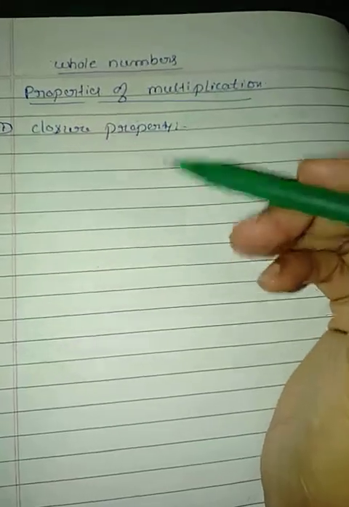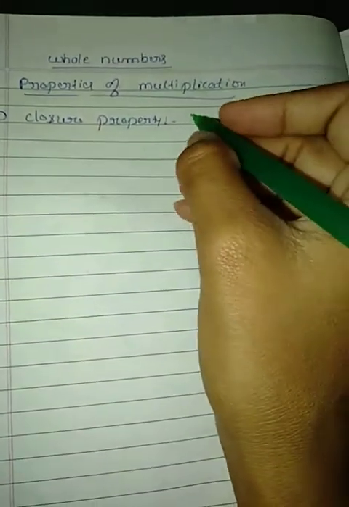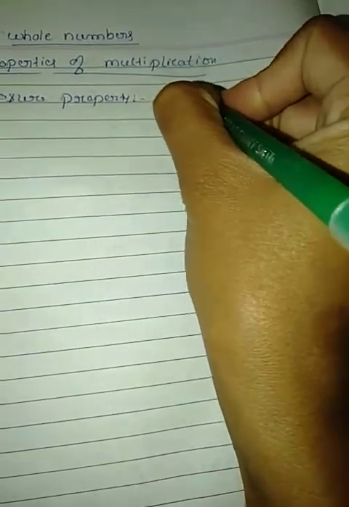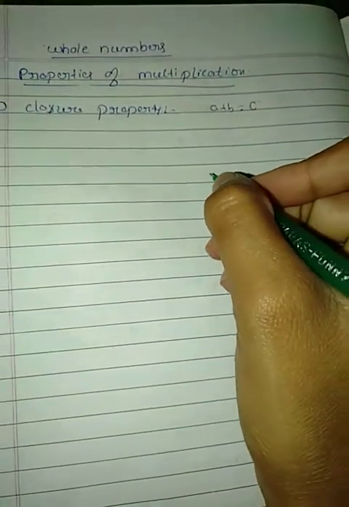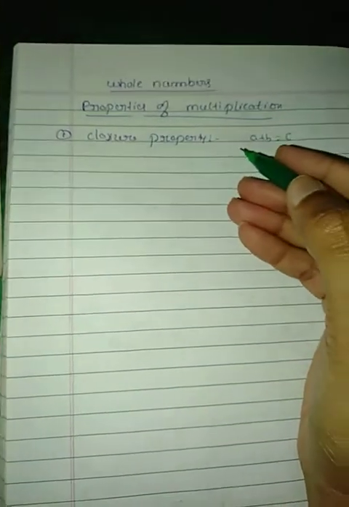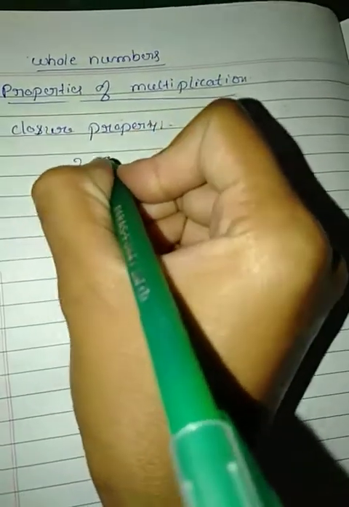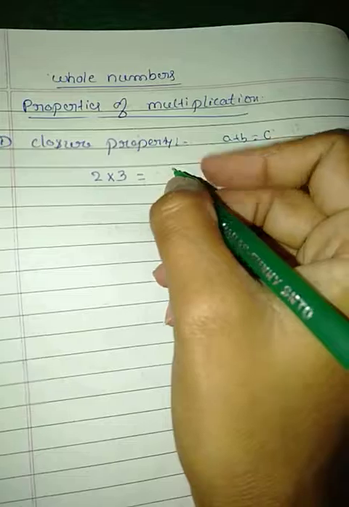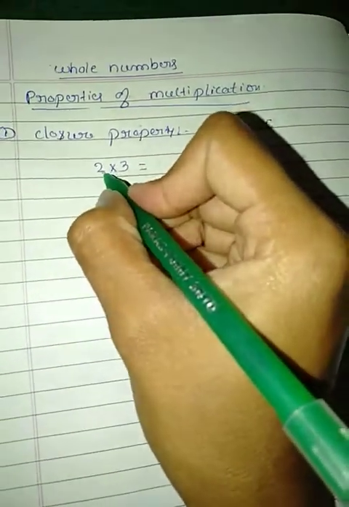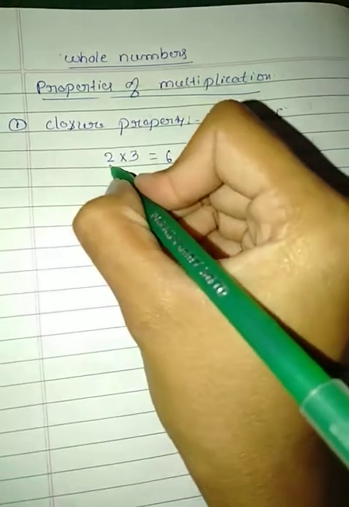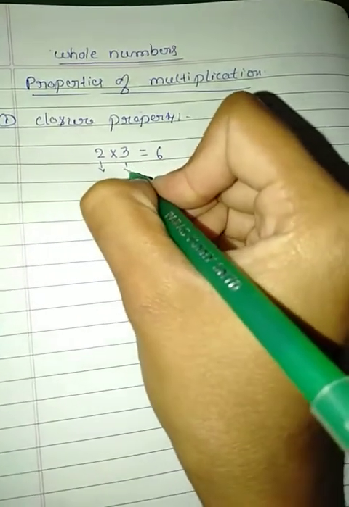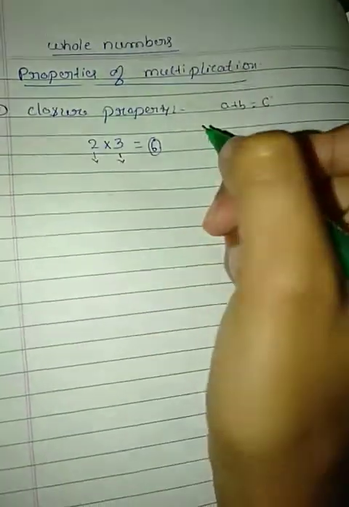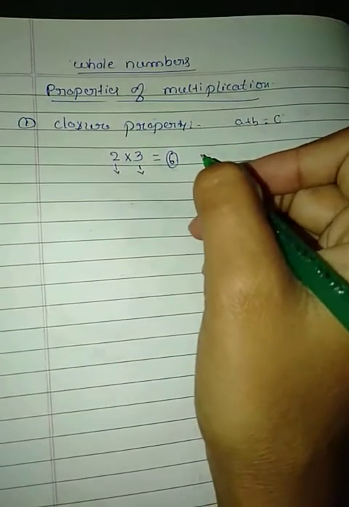So we know the closure property for addition. When you add any two whole numbers, the sum is also a whole number. Similarly, we'll do the same thing here. When you take two whole numbers, that is 2 and 3, and multiply these two numbers, the product should also be a whole number. That is, 3 into 2 is 6. Here 2 is a whole number, 3 is a whole number, and the product 6 is also a whole number.